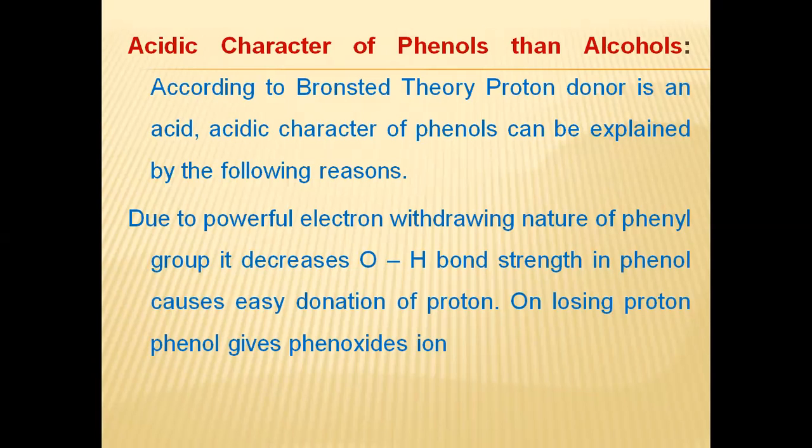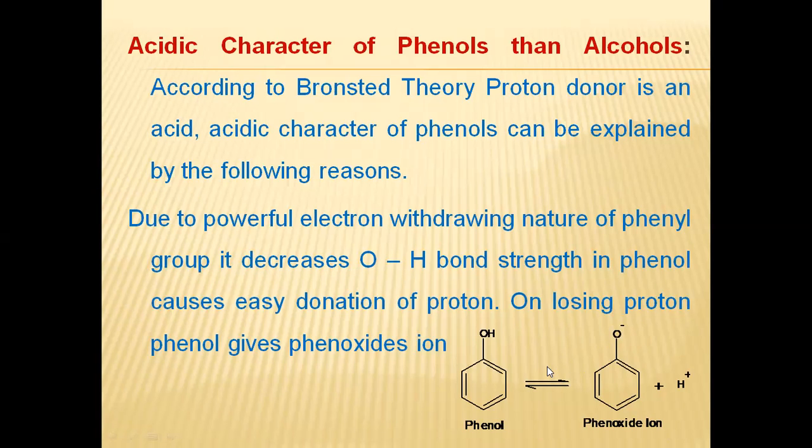Due to the powerful electron withdrawing nature of the phenol group, it decreases the OH bond strength in the phenol. The bond between the O and H decreases because the electrons are pulled inwards to the ring, so it easily donates the proton. On losing the proton, the phenol gives the phenoxide ion. If you remove the H plus, it forms the phenoxide ion.